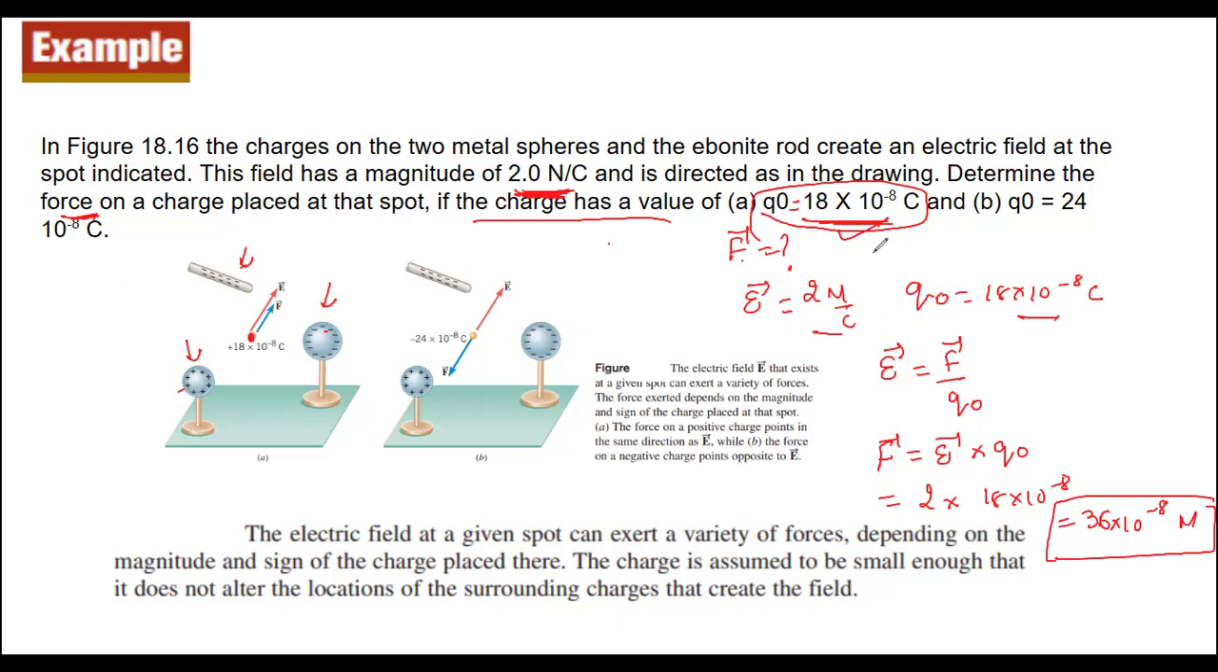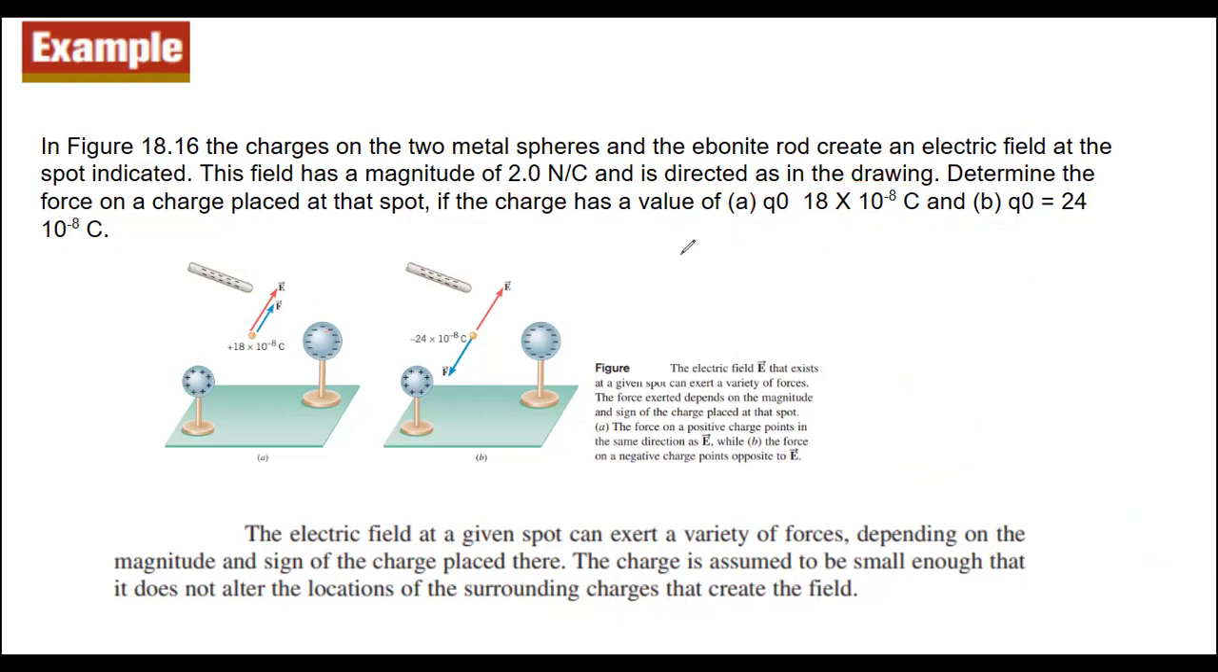Feel free to pause the video and try the B part. For the B part, again, you have to determine the force on a charge placed at the spot, if your Q naught value is 24 into 10 to the power minus 8 coulombs.